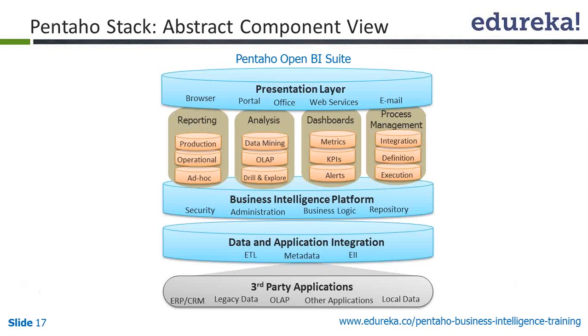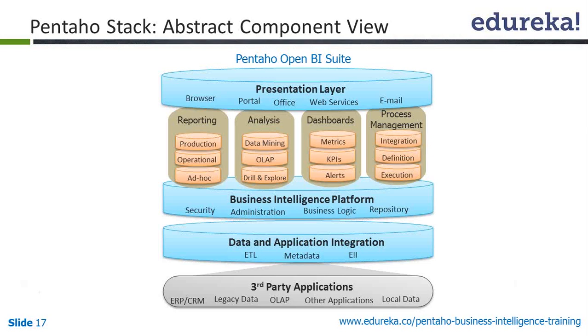Here we'll see the abstract component view of the Pentaho BI suite. The first layer is the presentation layer, so you can have it on the browser, and your reports and dashboards are available there. For reporting solutions, we have any kind of reporting, operational reporting and ad hoc reporting, and for analysis we have drill down, explore, and OLAP. For dashboards, you have your KPIs and alerts, and charts and graphs, anything can be available there.